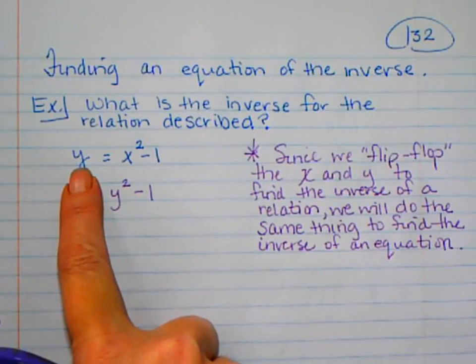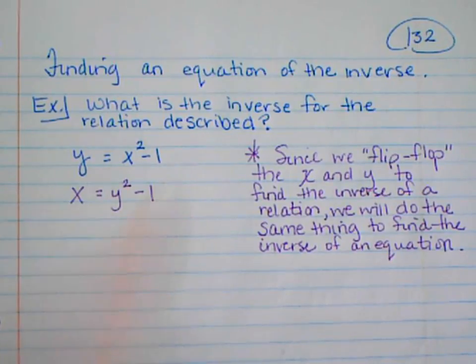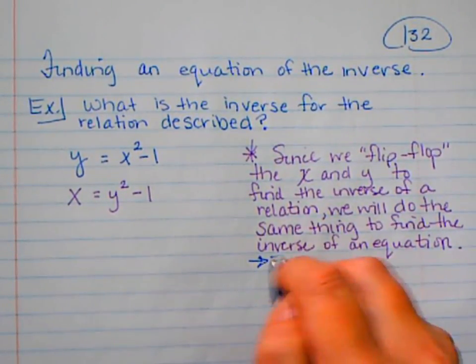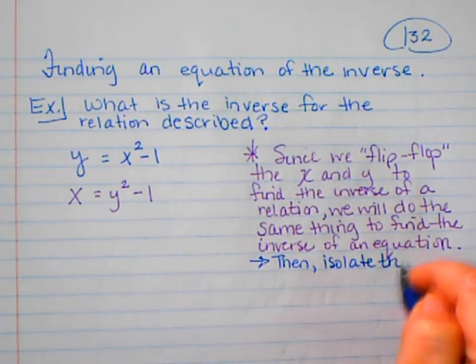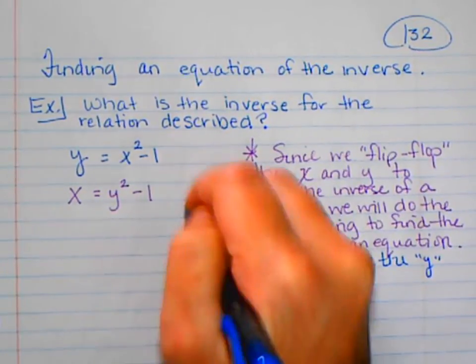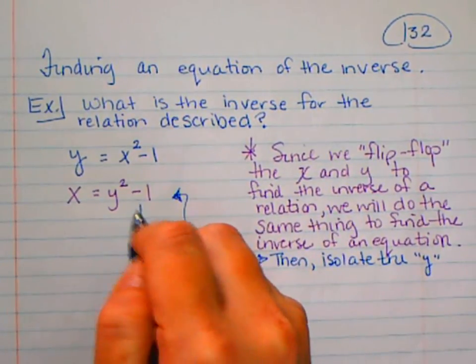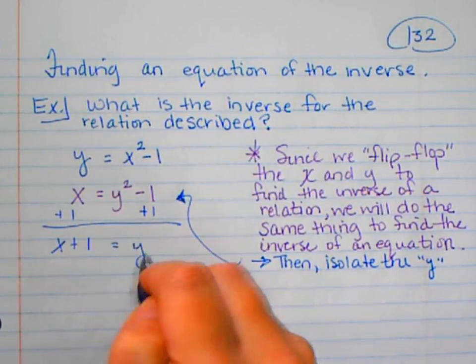So the y started out as being isolated. Now it's not. Now the x is isolated, right? So we just have to get it back into the form that has y all by itself. And these are all going to be different. So in this example, what do you think I'm going to do to start trying to get y by itself? Add 1 to both sides. So I have x plus 1 equals y squared.